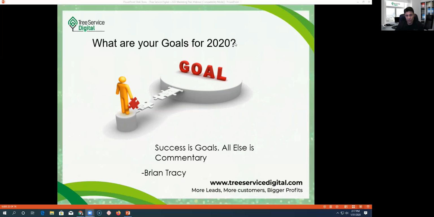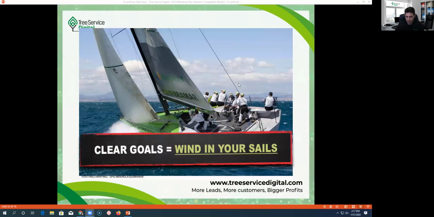So you've got to have goals, and you've got to have written action plans. If you have clear goals, it's kind of like wind in your sails. You know where you're going, so it motivates you more and more to attain that goal, because you have a map, and you're following step by step how to get to your destination.